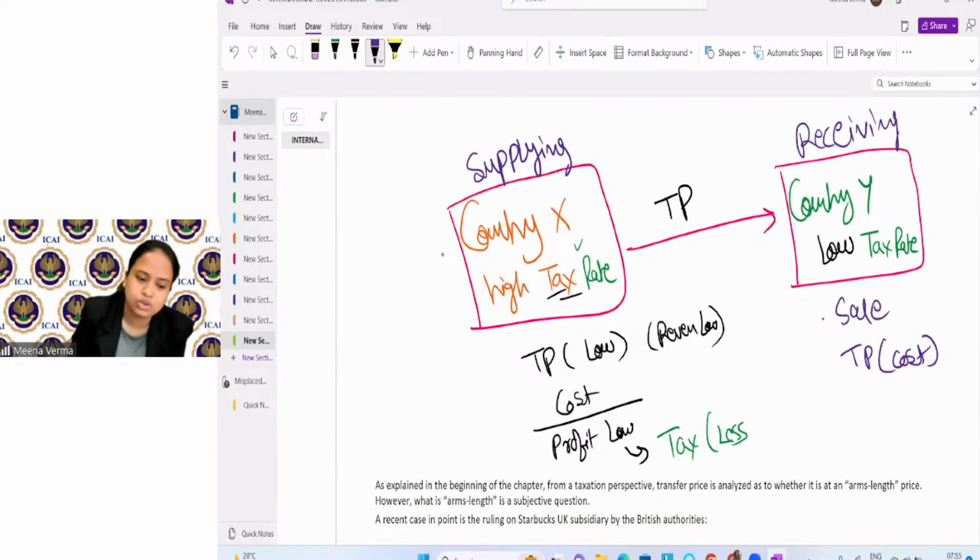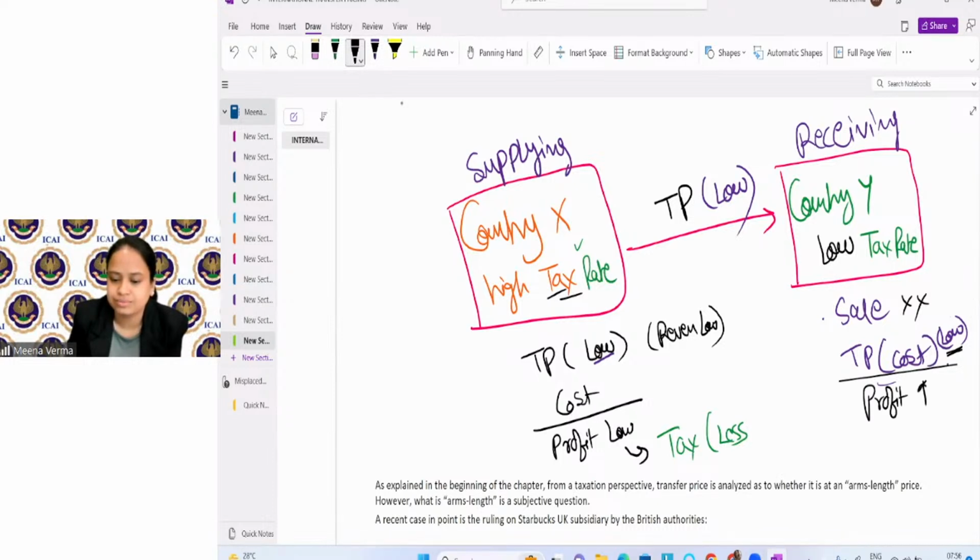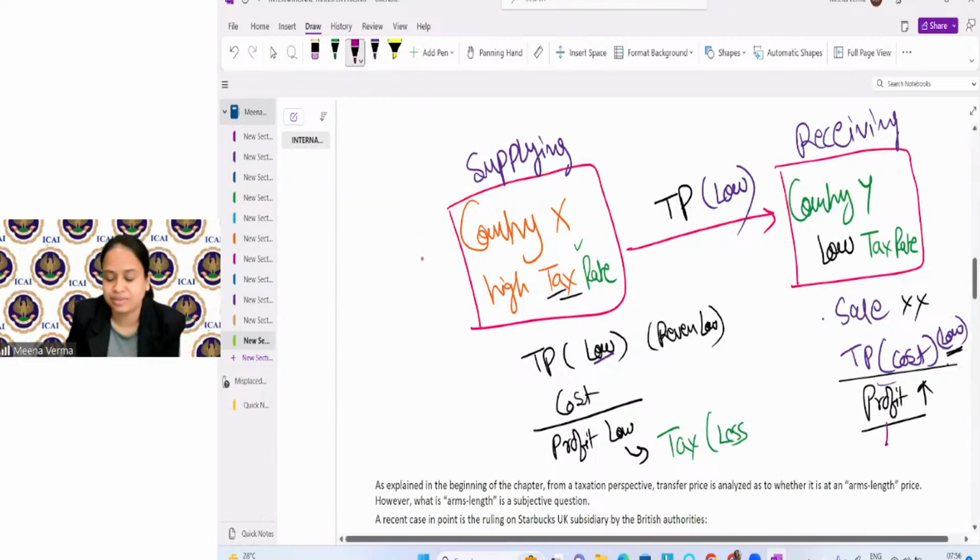So what you have done, the transfer price is low. So the transfer price will be low here also. You have set the transfer price as low, so for both divisions the transfer price is low. What will happen then? Since the transfer price is low, the profit will be high here. And when the profit is high, you have to pay more tax. Tax will be high. Here the tax is less and here the tax will be high.